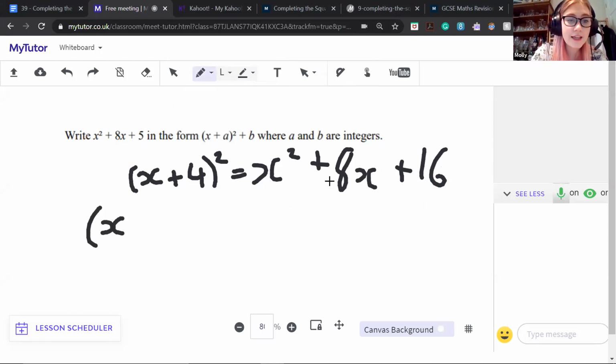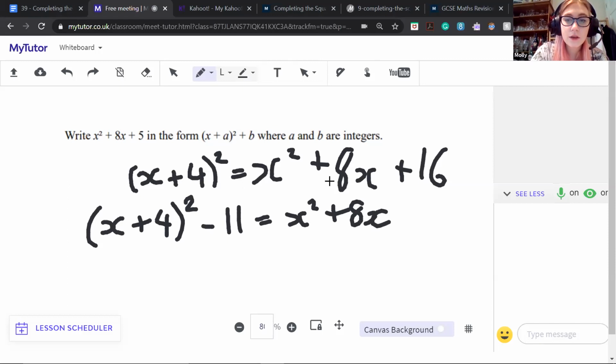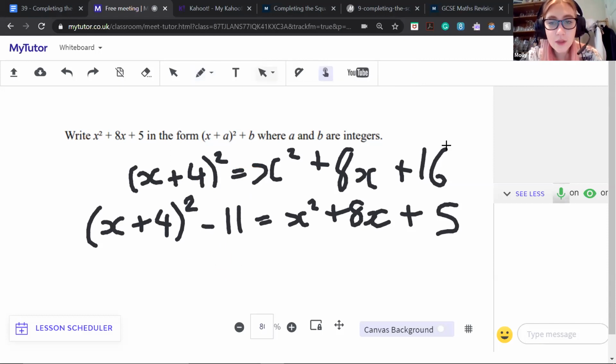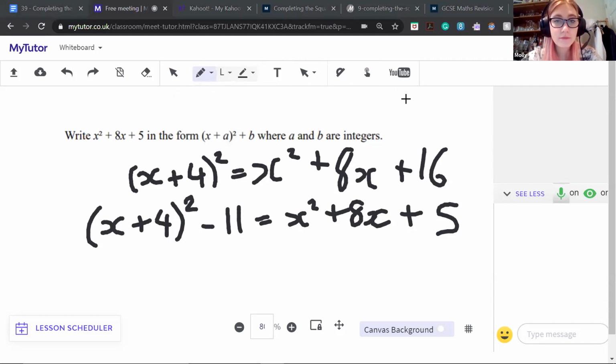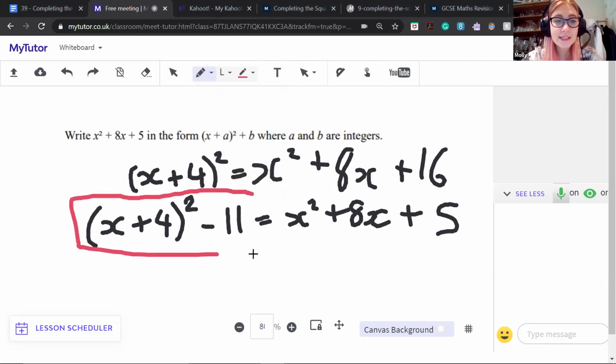If we write it like this, x squared plus 8x plus 16. Sorry, plus 5. You see, all we've done here is we've subtracted 11 from this side and we subtracted 11 from this side. Well, now this is what we wanted it to be. It's x squared plus 8x plus 5. So this is equal to that. So this must be the completed the square form. So we see that our a is 4 and our b is minus 11.